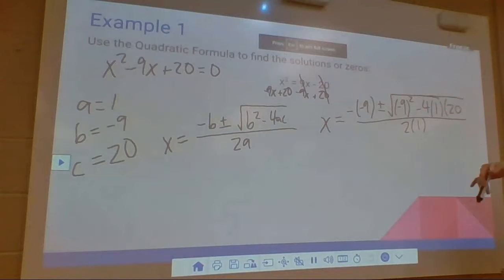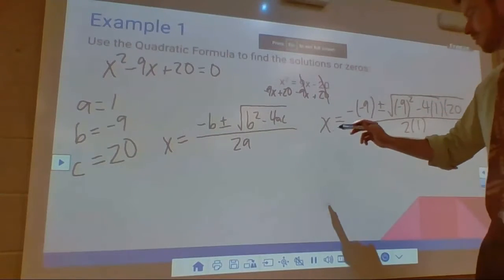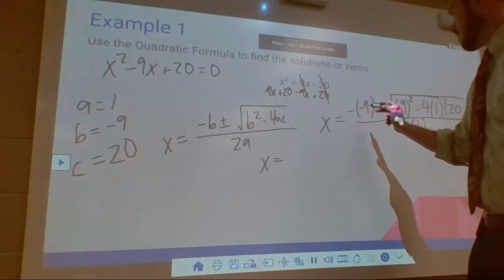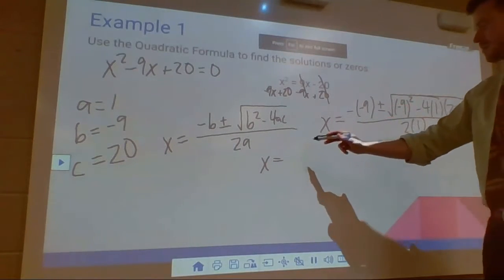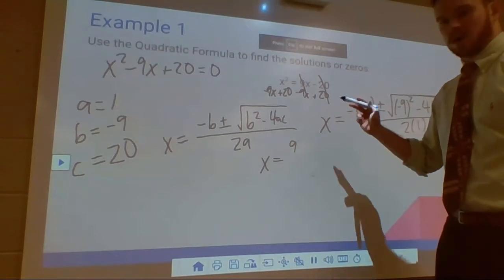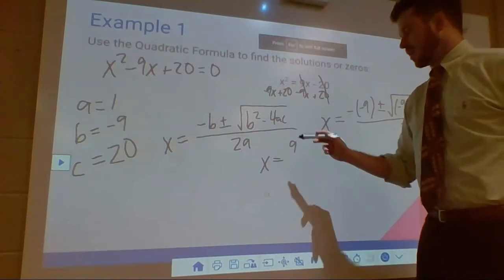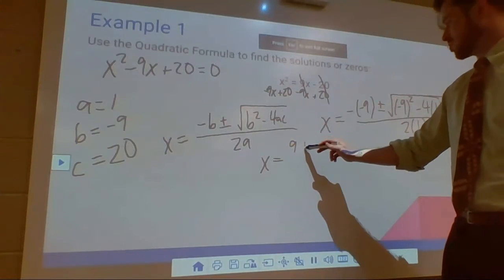Well, now that I've substituted, I'm just going to try to simplify this. It looks complicated right now, but we're going to make it simpler. So negative 9 is going to be positive 9. And that's why earlier I said the opposite of b, that negative 9 ends up becoming positive 9 here. You just change the sign.